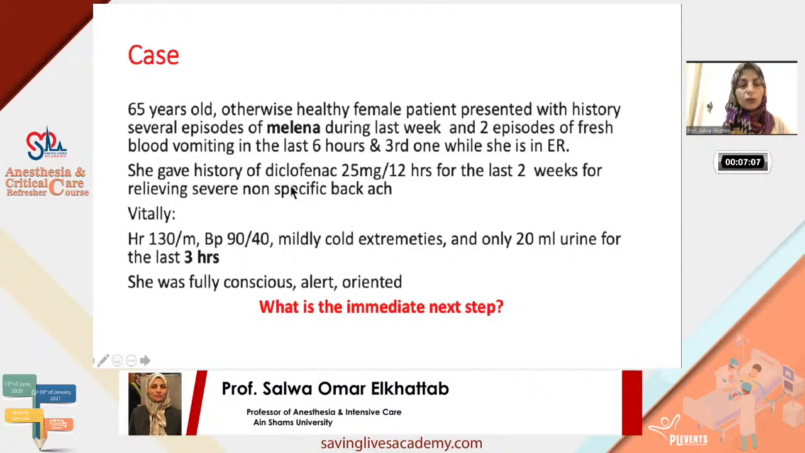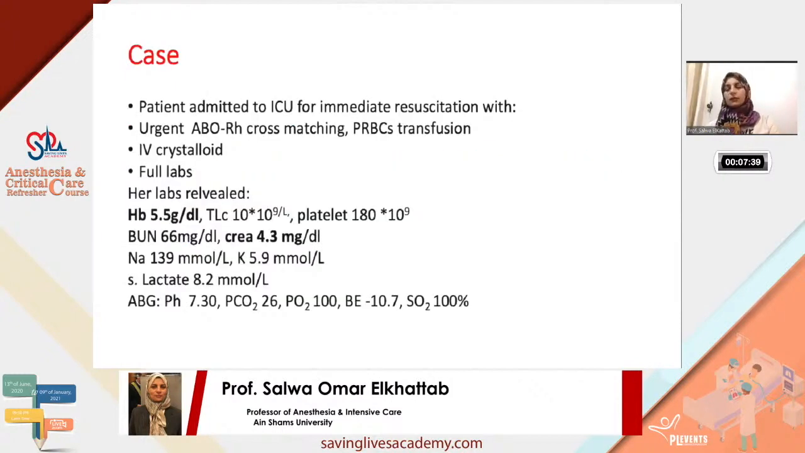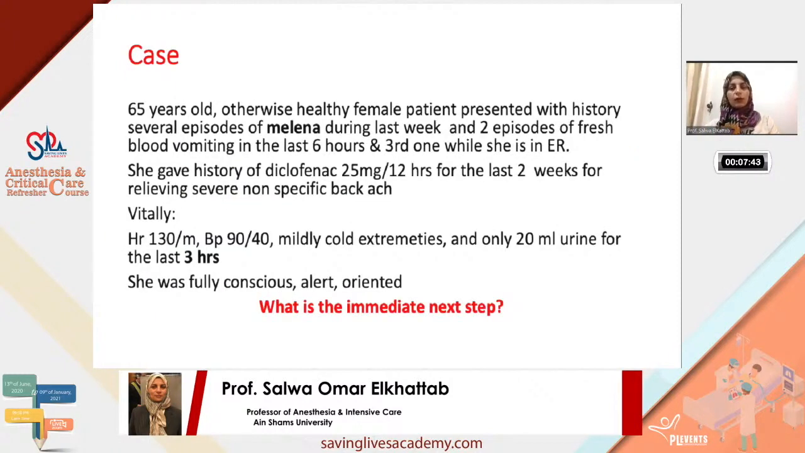When she presented to the ER, her heart rate was 130 beats per minute and blood pressure 90/40 millimeters of mercury. She had mildly cold extremities. Anyway, she was fully conscious and oriented, and she reported passing only 20 ml of urine in the last 3 hours. What do you think we should do for this lady as first aid?